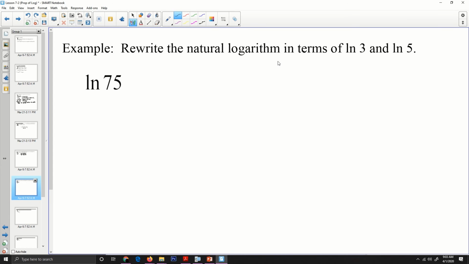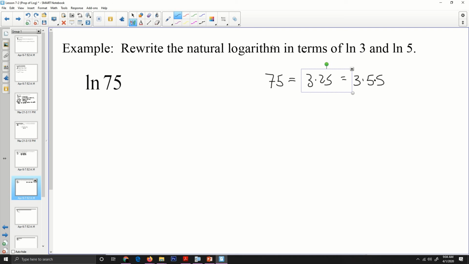Rewrite the natural logarithm in terms of 3 and 5. So 75, let's talk about 75 here. Well, 75 is equal to 3 times 25, which is equal to 3 times 5 times 5. So they want us to take this 75 here and rewrite it in terms of just ln of 3 and ln of 5. So we are, this should be a times there, sorry about that.